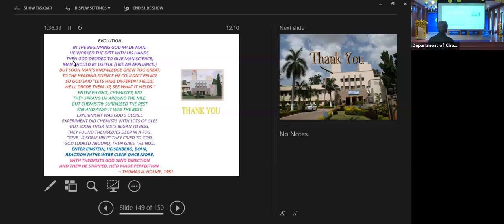Experiment was God's decree, but experimented chemists with a lot of glee. They were very happy to do it, but soon the test began to bog and found themselves deep in a fog, confused. Give us some help, they cried to God. God looked around, then gave the nod.